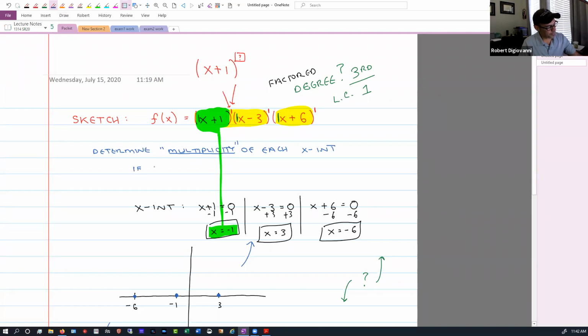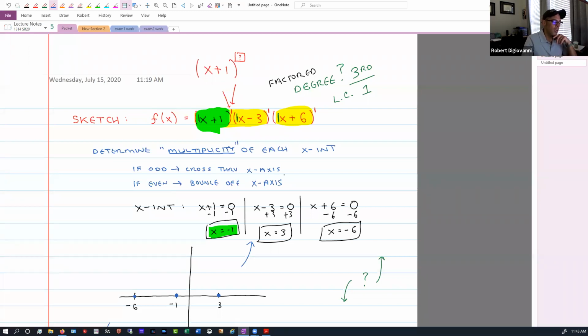If it's an odd number, you will cross through the x-axis. That means when you draw it, you're going to take your pen and cross through the x-axis. If it's an even multiplicity, then you're going to bounce off the x-axis. Now you'll have to see this in an example, okay? And I'll do another example in a second.